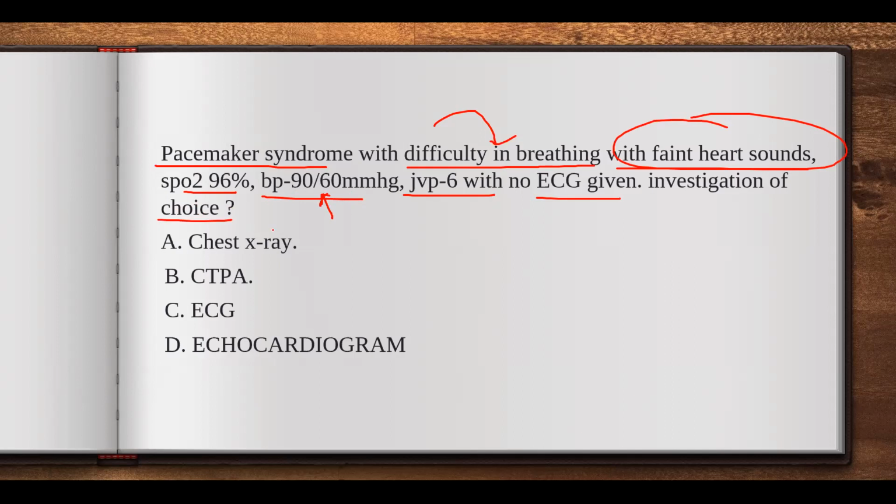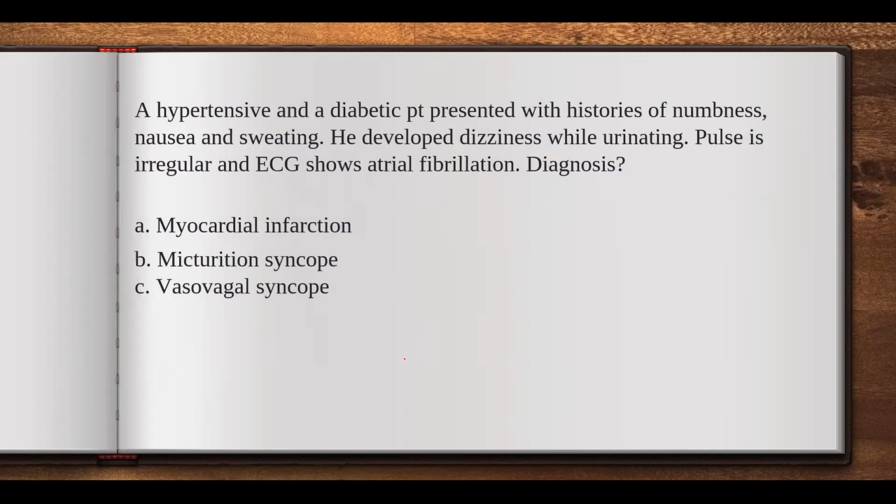If you remember our previous class, you will know what this is. Remember Beck's triad? Muffled heart sound, hypotension, and raised JVP. What's your diagnosis? Pericardial effusion, or even it could be a cardiac tamponade. What is your investigation of choice for this patient? Now you don't need to do ECG because they're asking investigation of choice. So you do an echocardiogram. It's very important in this case, because it's most likely a pericardial effusion or even a cardiac tamponade. So we need to do an echocardiogram in this patient.